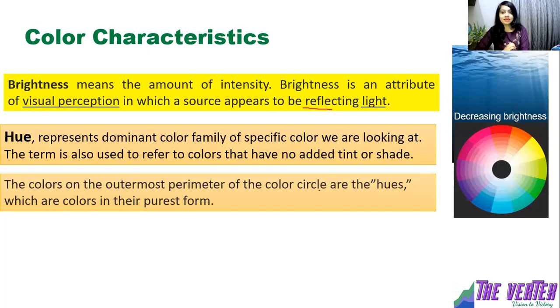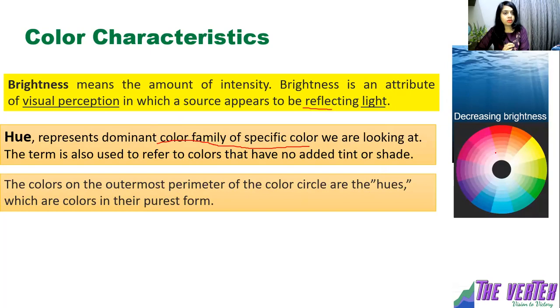Now, the next characteristic is hue. What is hue? Hue represents the dominant color family of a specific color we are looking at. Hue is the dominant color of a particular color family. You can see here that the colors on the outermost perimeter of the color circle are hues. You can see here this is a color circle, and here is the outermost perimeter.